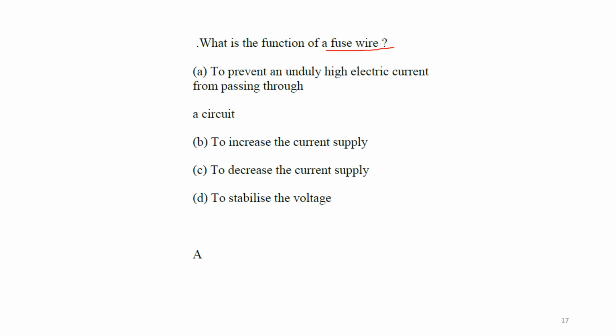See, the fuse wire function, this is actually to prevent, if a high current is flowing into the wire, it first flows to this wire. So what happens? This will fuse. So it will actually protect the whole thing, like in the house, whatever appliances we have, fans, TV, fridge, all of these will be protected with this. First this will fuse. If you are not putting this fuse wire, then those things will fuse, if high current passes. So that's why, to prevent the unduly high electric current from passing through a circuit. Okay, so the answer is A.